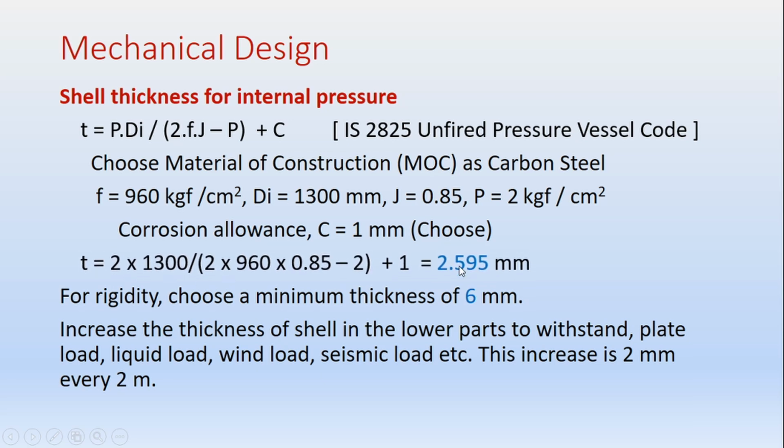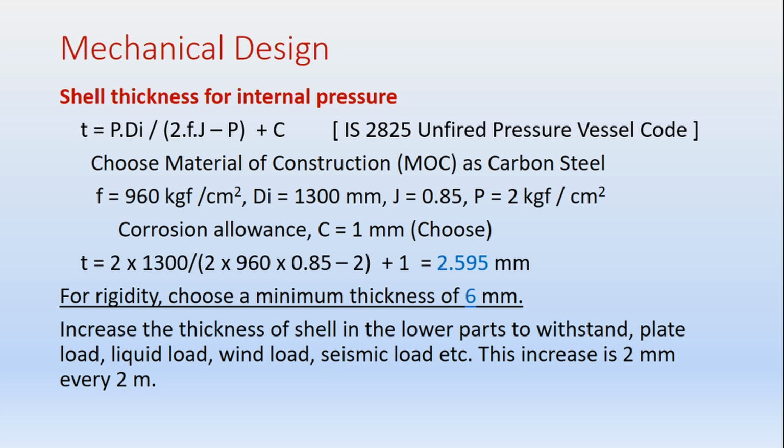2.595 mm. This thickness is very small, and if fabricated out of 2.595 mm, the column will not have sufficient strength, because you are providing a lot of stages, a lot of trays. So many column internals are there, and there will be many external attachments also. This thickness is not sufficient. We will choose a minimum thickness of 6 mm for rigidity. So 6 mm is the thickness of the shell that we are going to use.